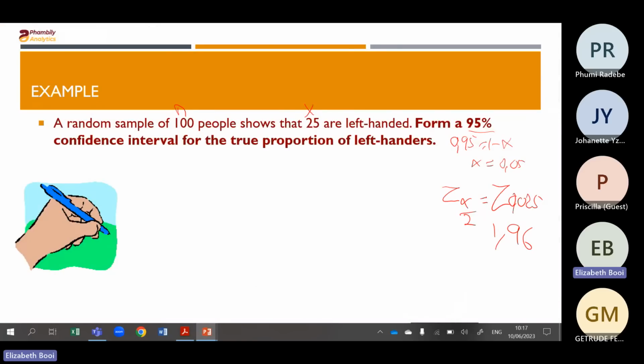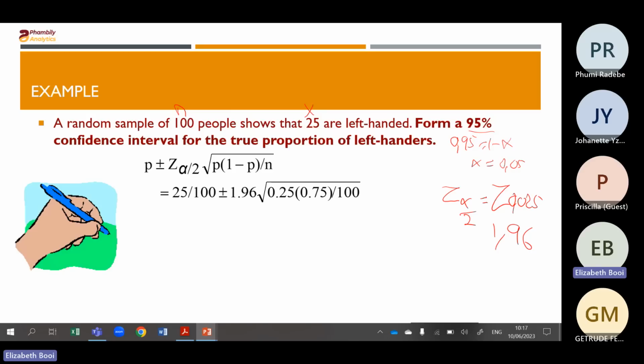And then we're going to use that in our formula. We know that the confidence interval formula says our p plus or minus our Z alpha divided by 2 times the standard error. So remember also your p, you can calculate by using x divided by n, which is 25 divided by 100.